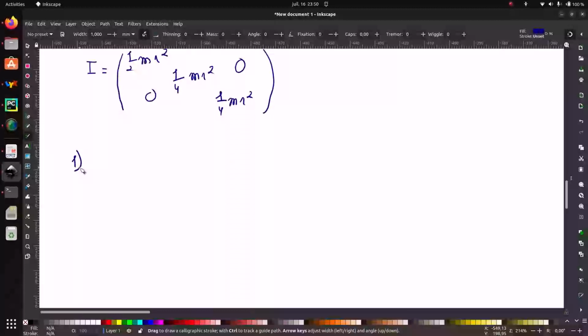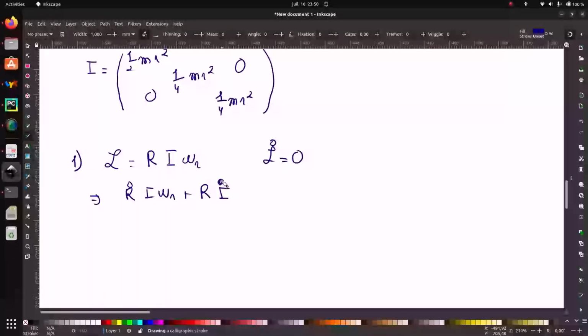To find the state equation, I take into account the fact that the rotation momentum L is constant. So it is given by R, the orientation matrix of the body of the disk, I, the inertia matrix, and omega r, the rotation vector. So this one is constant. It means that L dot is equal to 0. As a consequence, I will have R dot I omega r plus R I dot, so if the inertia matrix can move, as it will be the case here, plus this one should be equal to 0.